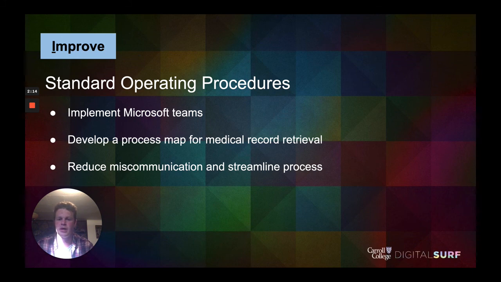And then next up with the process map, we just want to develop a clear process map for the medical record retrieval. There's not a very clear one in place, so we want to make sure that's very precise so we don't lead to any mistakes that can lead to duplicate requests. And with this, the process map is very simply, we have inputs for every single step of a process, and we want to make sure that they're tracked to the output of that step. And then finally, along with Microsoft Teams, just reduce the miscommunication across the company and streamline the whole process so we can eliminate those duplicates.